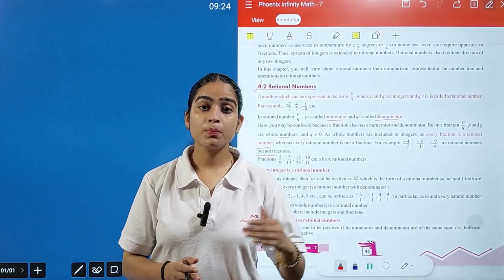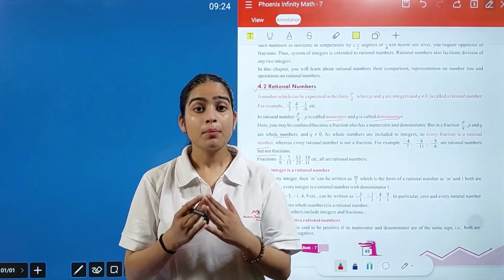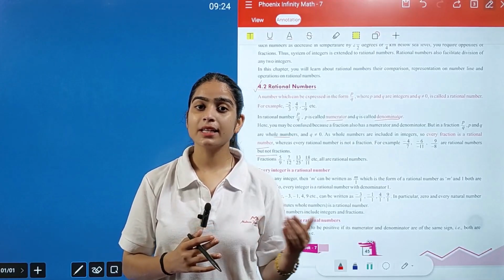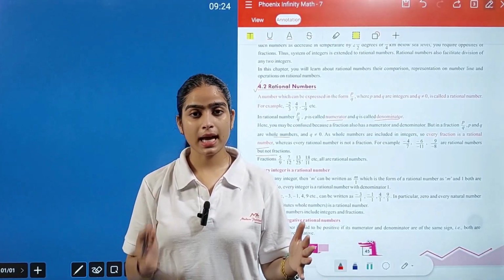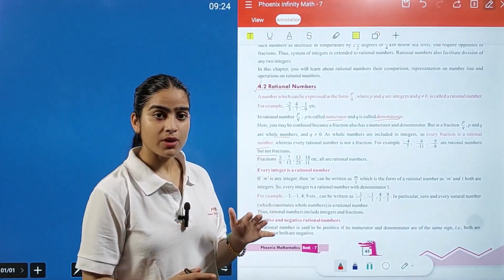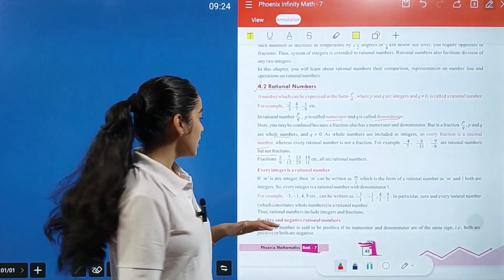So here we have a differentiation between rational numbers and fractions: in fractions we only deal with part of a whole object. So you can say that we have only positive numbers, but in rational numbers we have negative numbers as well. This is the one difference between rational numbers and fractions. So each fraction is a rational number, but each rational number is not a fraction.